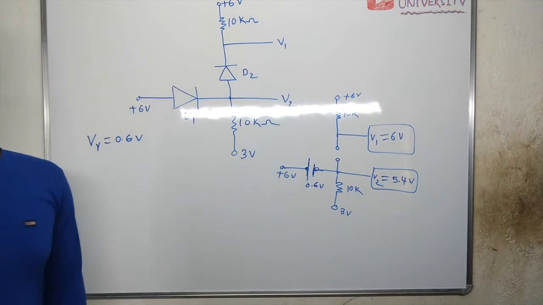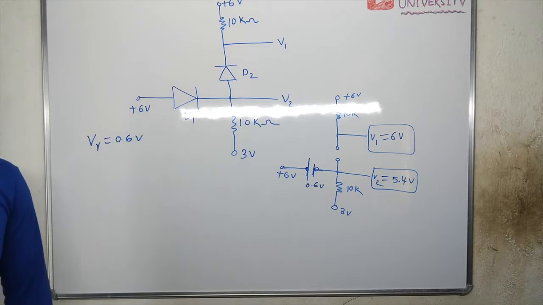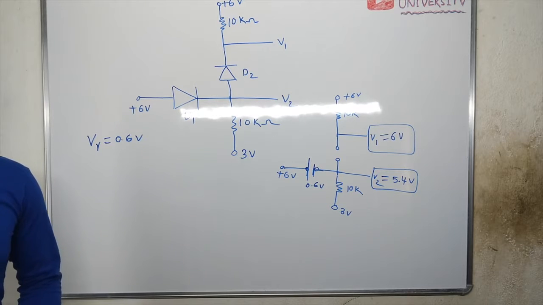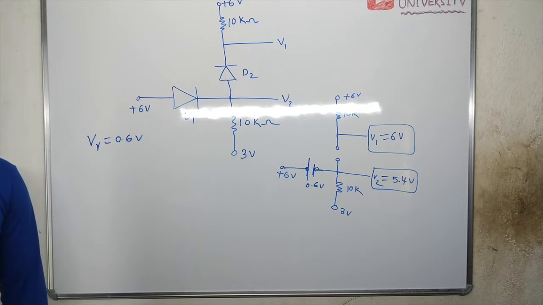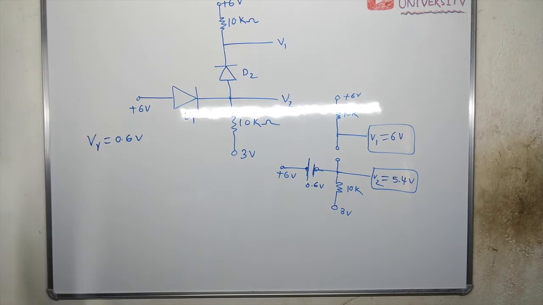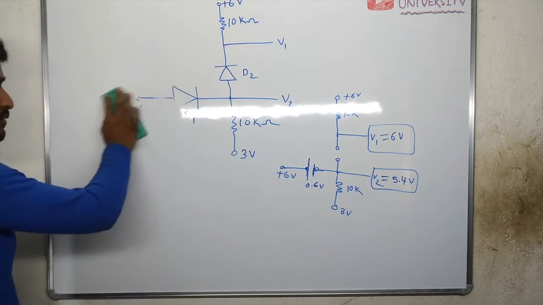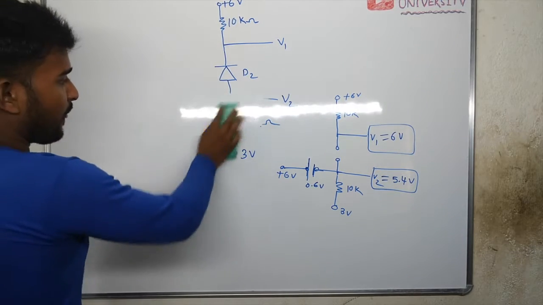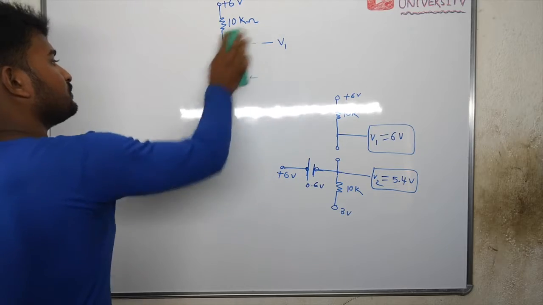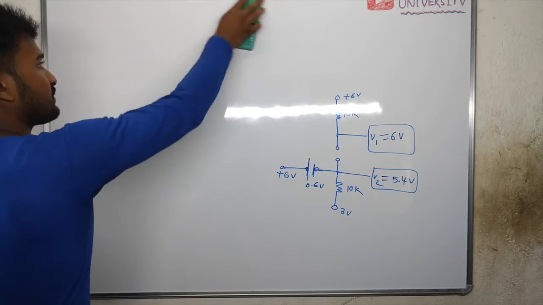Then move to the second question. The second question is given: the cut-in voltage for each diode in the figure is 0.7 volt, V gamma equal to 0.7 volt. Each diode current is 0.5 milliampere. The values of R1, R2 and R3 are asked. The circuit is given like this.